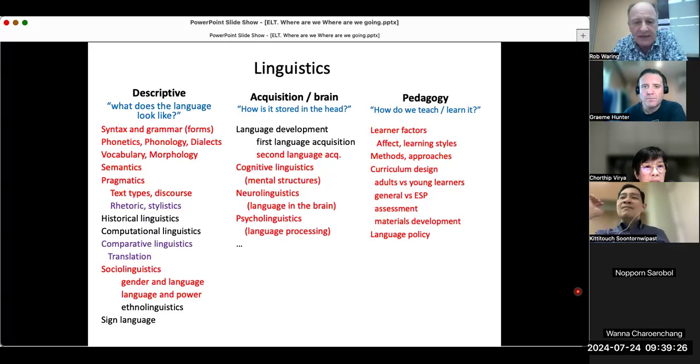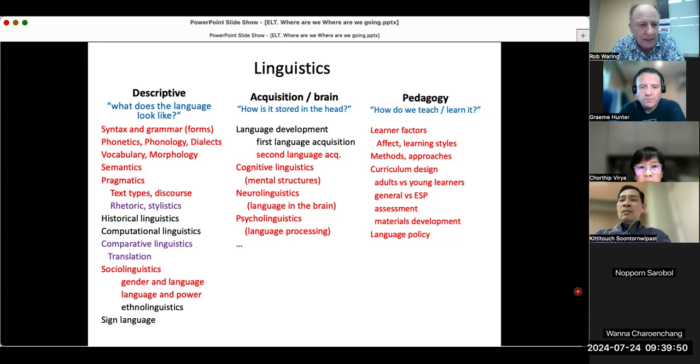Okay, so the ones in red here have something to do with ELT. To be an effective English language teacher, you'll need to know, of course, all the pedagogy side. You need to have some idea of the acquisition side. That is, you'll need to know how the brain works in terms of memory and retention. You'll have to have some idea of what schema are and how that affects how we design materials and so on.